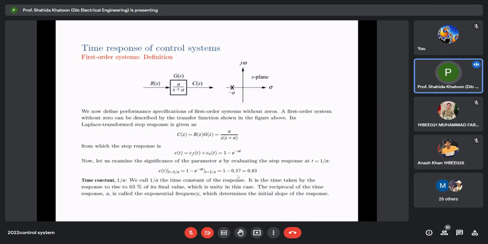It is the time taken by the response to rise to 63% of its final value, which is unity in this case. The reciprocal of the time constant, a, is called the exponential frequency, which determines the initial slope of the response. Right? This is a very important definition of a control system, and it is normally always asked what is pole, zero, what is time constant, right? I want you to write down this definition of time constant in your notebook.